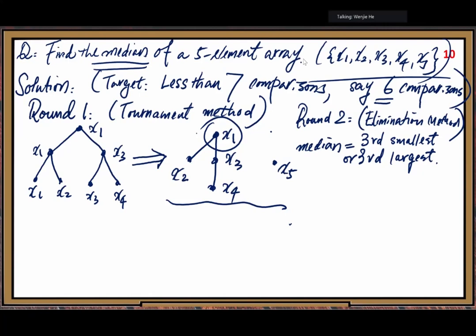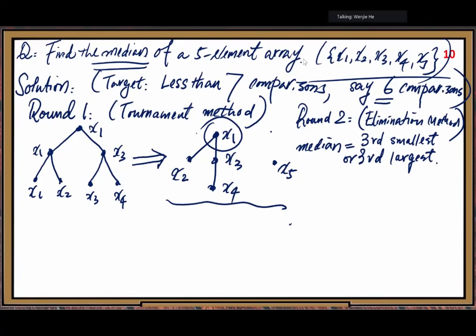We check one of the two questions. X1, can you see it has no chance to be the third smallest or third largest? We'll look at the question from the two sides, the smallest side and the largest side.